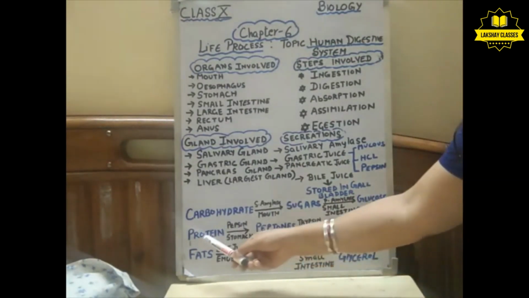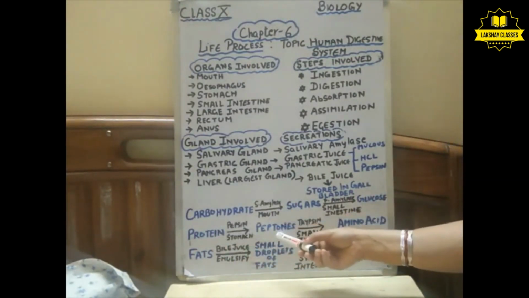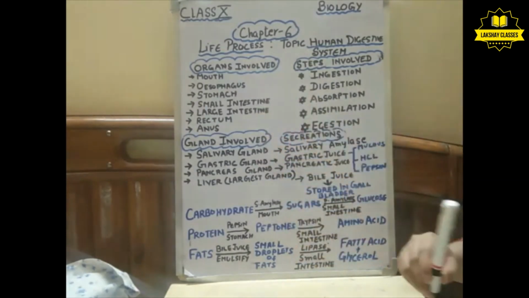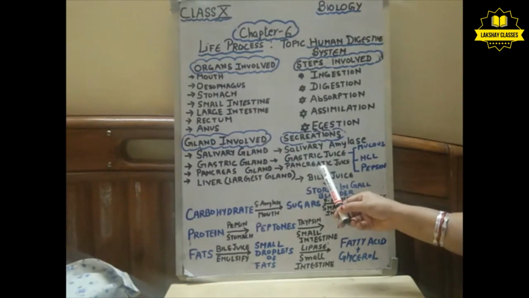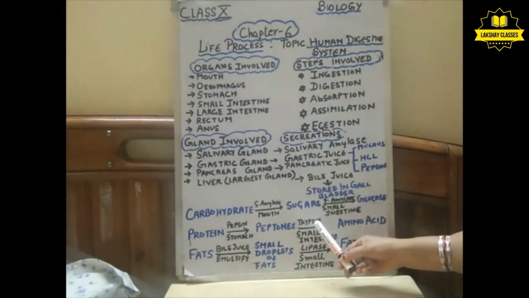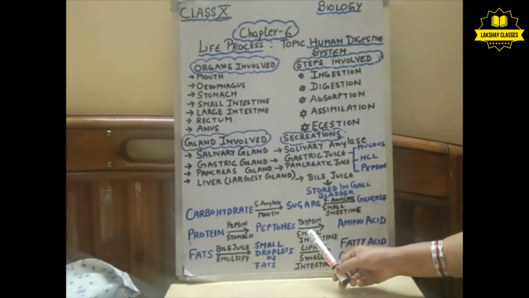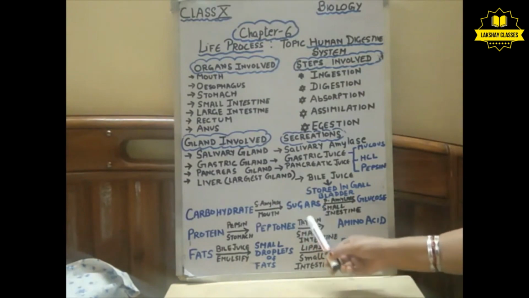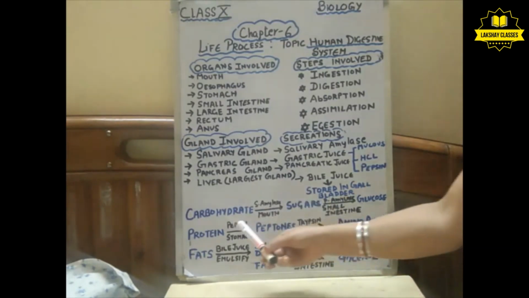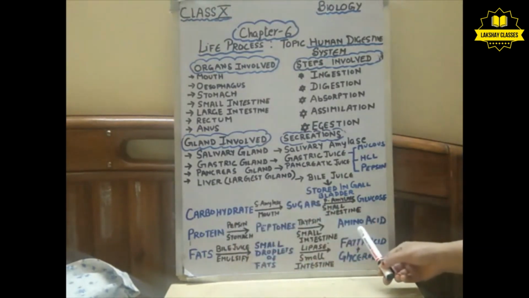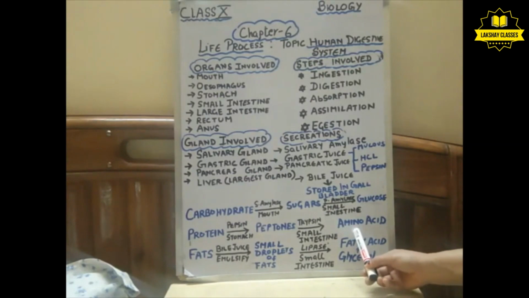Then, the protein has been converted into peptones in the stomach. Now, in the small intestine, with the help of pancreatic juice, which contains the enzyme trypsin, peptones are converted into amino acids. So, the final end product of the digestion of protein is amino acid.